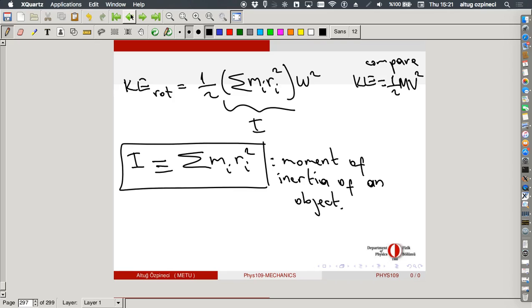The one that is empty will have a larger moment of inertia because most of the mass is at the edges, so the R will be larger for most of the masses. So the moment of inertia will be larger for the empty cylinder. For the filled cylinder, assuming they have the same mass and the same geometry, some of the masses will be close to the rotation axis, so they will not contribute to the moment of inertia. So that's why it will have a smaller moment of inertia if the cylinder is filled.